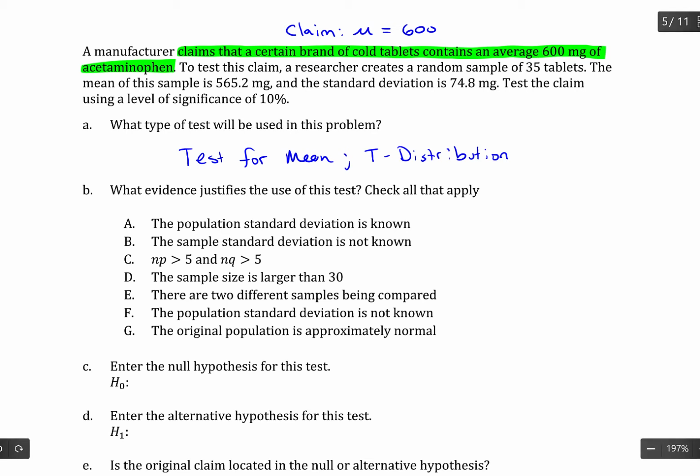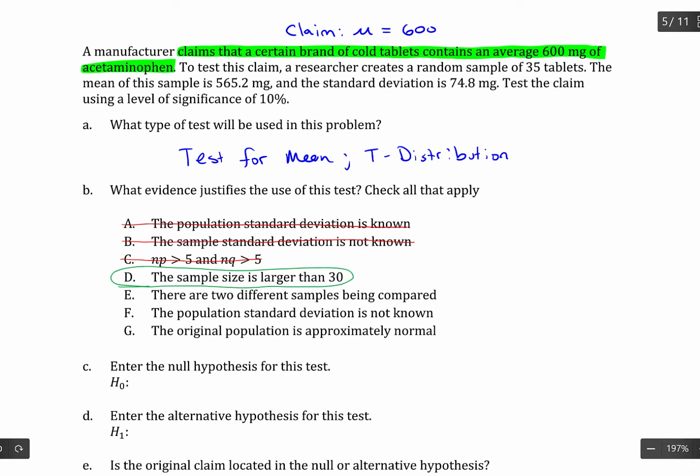So the evidence that justifies the use of this test, let's see here. The population standard deviation is known, so that is not true, so we can mark that off. The sample standard deviation is known, so that's true. N times P and N times Q are both greater than 5 deals with binomial distributions, so that's not even qualifying. The sample size is larger than 30, so that is important. That helps us out. So item D is good.